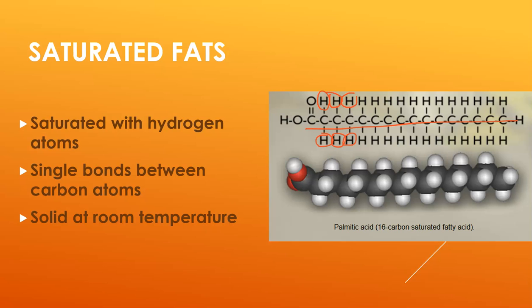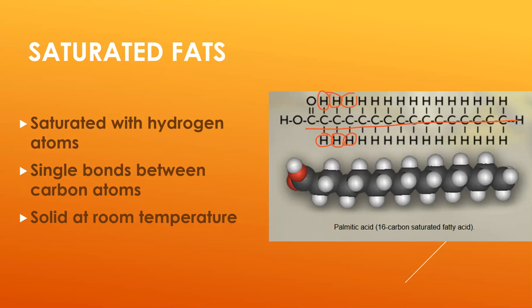And there are single bonds between the carbon atoms because carbon can accept or share 4 electrons. So there's 1 bond there, 2 bonds, 3 bonds, and there's the 4th bond. And each one of these is a case where it's just a single bond between each of the atoms.